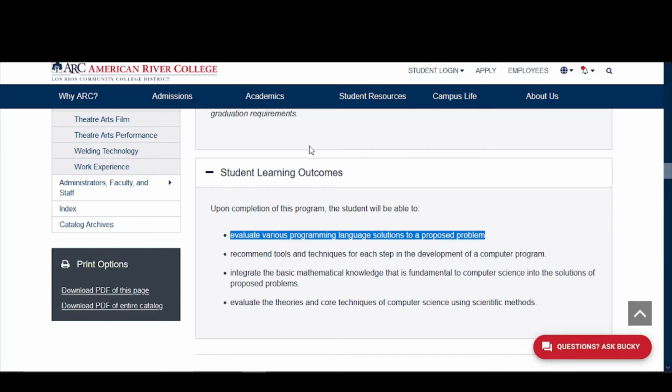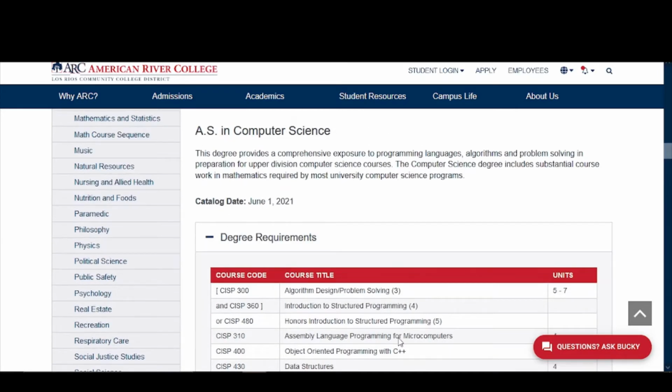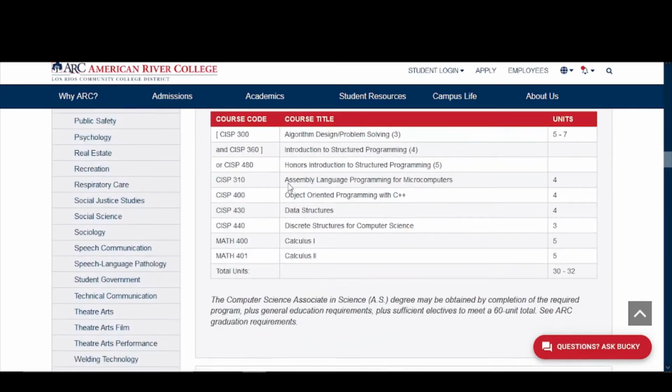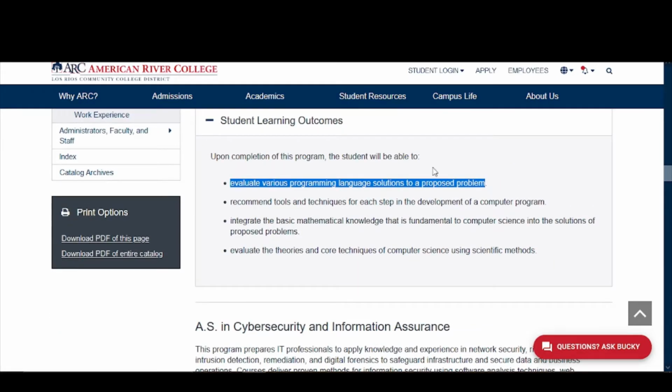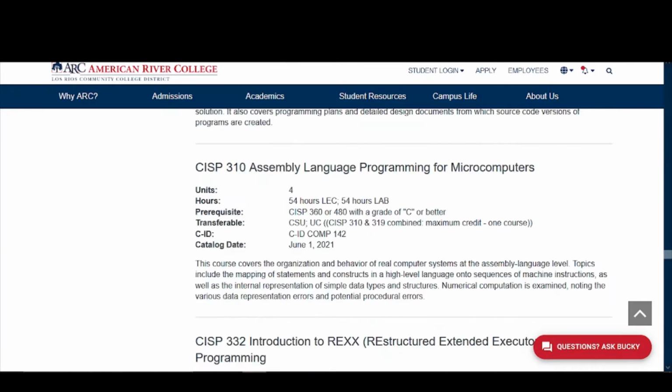So an employer is able to look at someone's resume. They say they have an AS in computer science from American River College, and that means they know this person knows how to evaluate various programming language solutions to a proposed problem. But just because I take all the requirements for this associate in science, I don't automatically learn these outcomes. These student learning outcomes for the program are supported by the course student learning outcomes.